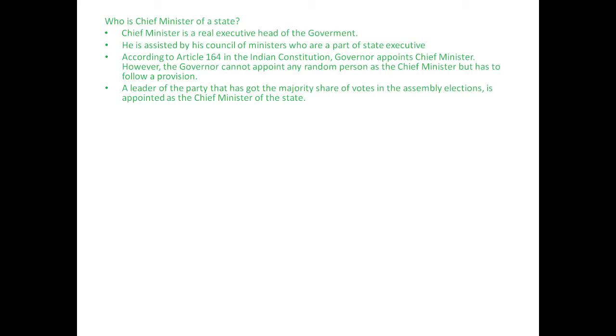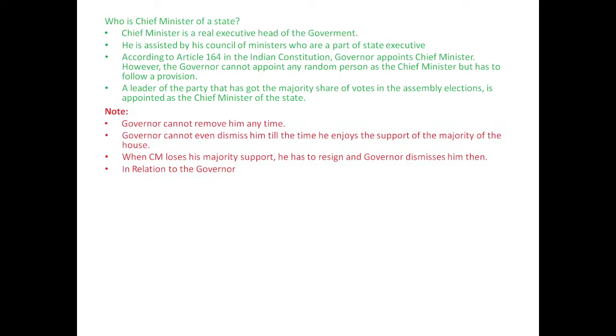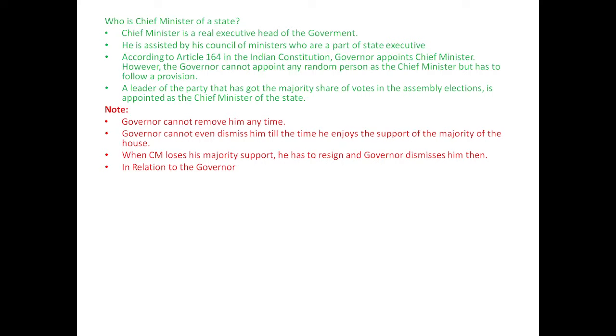He is appointed by the governor according to Article 164. And the governor cannot appoint just any random person as chief minister. The governor can appoint as chief minister a person of a party which enjoys majority and which projects that person as chief minister. He can only appoint a person who enjoys majority in the election, and the governor cannot remove him at any time. The governor cannot even dismiss him till he enjoys the majority of the house. When the CM loses the majority of the house, he has to resign, and the governor dismisses him in that situation.